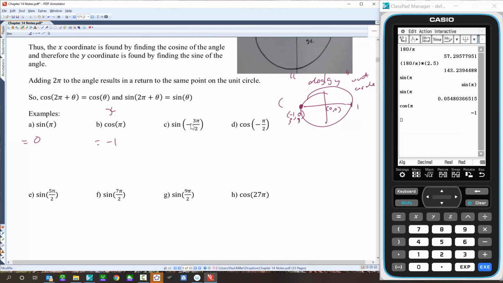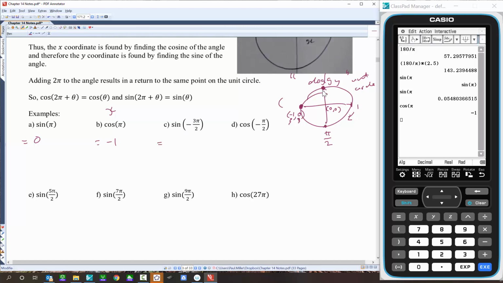Okay, this one here, we've got 3 pi on 2 in the negative direction. So here I am at 0, and I want to go this way around the unit circle. So here's pi. This value here would be pi on 2. This will be 2 pi on 2, which is just pi. Here is 3 pi on 2. So if I'm moving around in the negative direction, this is where I'm going to end up.